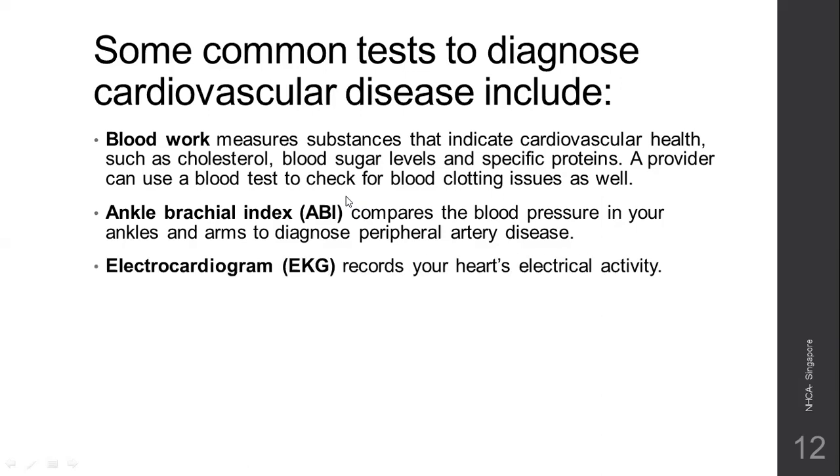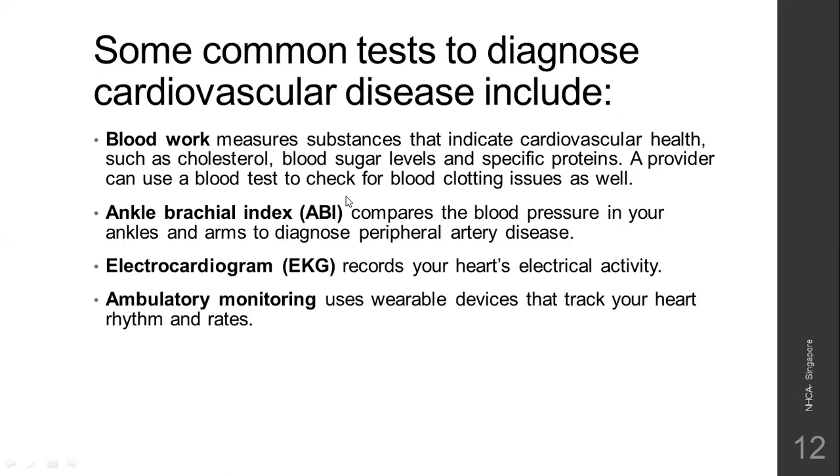Electrocardiogram, that is EKG, ECG, just to find out arrhythmias. Ambulatory monitoring is 24 to 48 hours of blood pressure monitoring. You go to the hospital, they will put you on a handheld device that you have to wear 24/7. You should not remove it. They will put it either on your ankle, your wrist, or your arm, and they will send you back home.